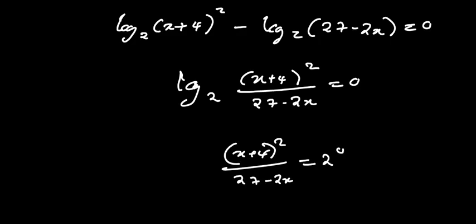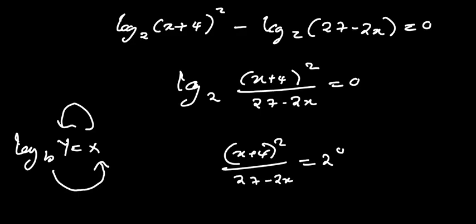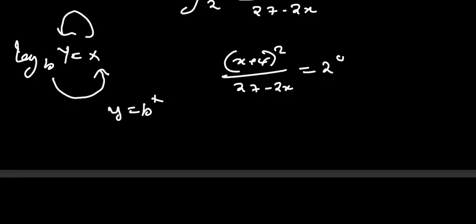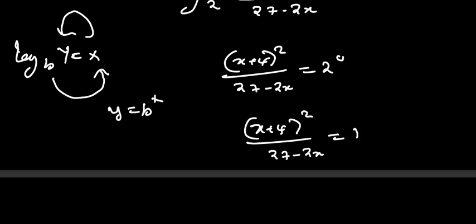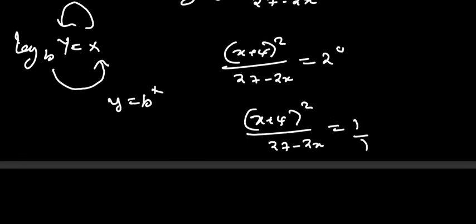Remember how we do it? If you have log of y to base b is equal to x, we say b to the power x is equal to y. So we say y is equal to b to the power x. The same thing that we've done: 2 to the power 0 is equal to this expression that is here. This becomes a 1. We have (x plus 4) squared, and down we still have our 27 minus 2x. This is a 1. We cross multiply.